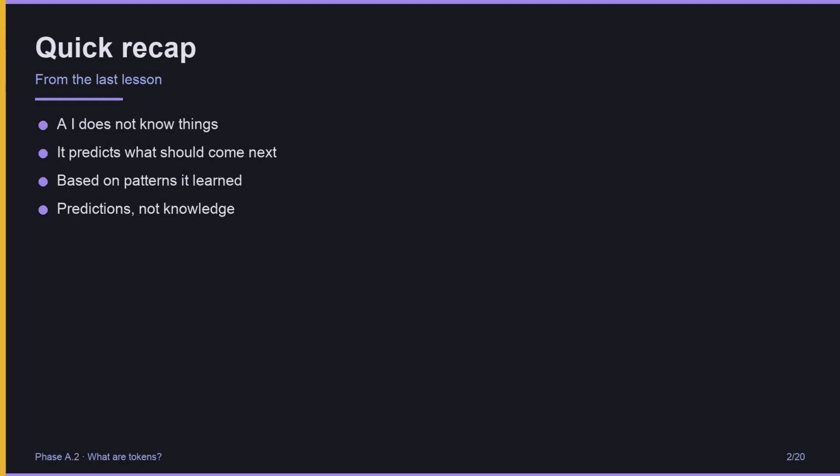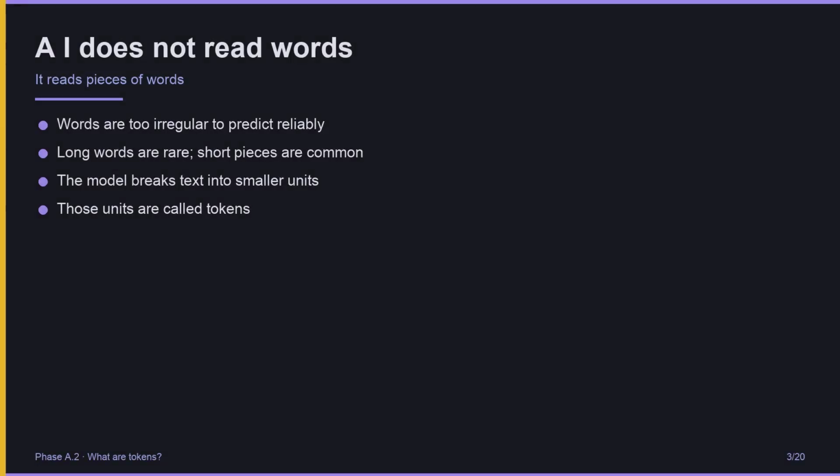Quick recap from last lesson. AI does not know things. It predicts what should come next, based on patterns it learned during training. Predictions, not knowledge. Hold on to that. Today we look at the unit AI actually predicts in. Not words. Tokens. Here is the surprise.